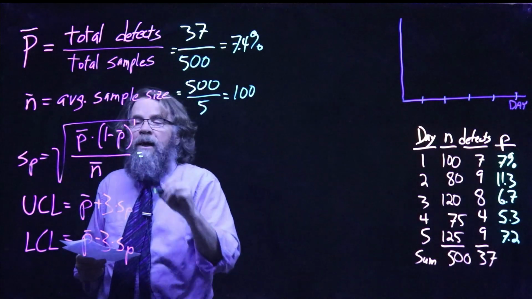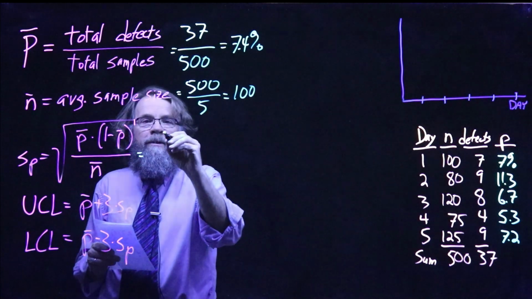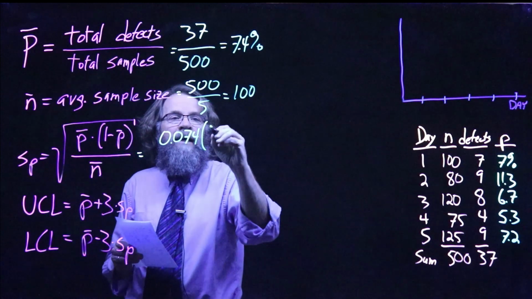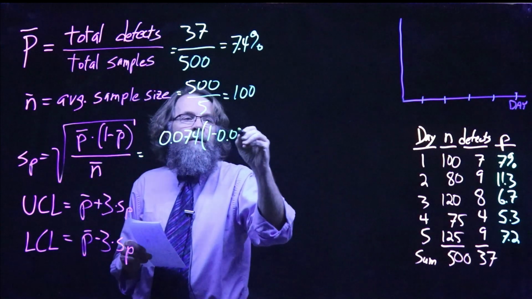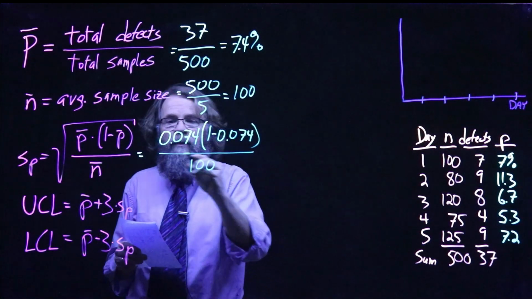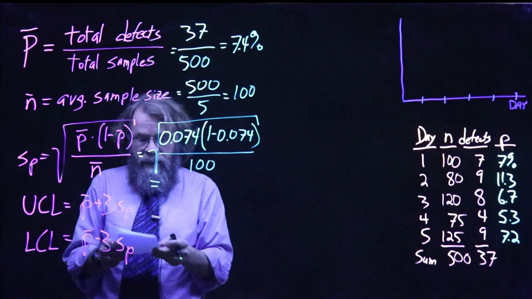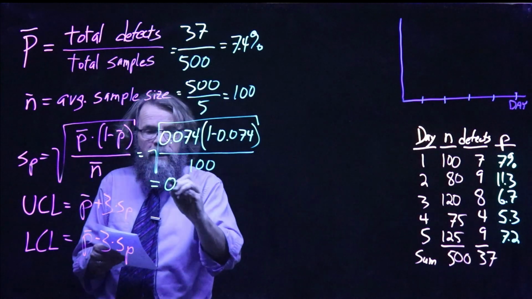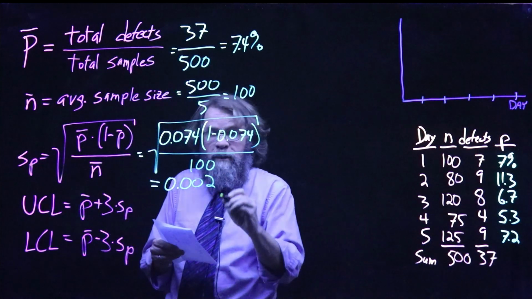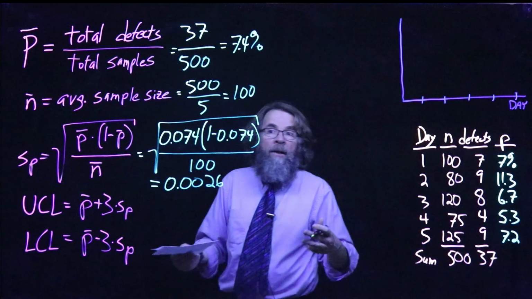So now we are ready to calculate our standard deviation. We'll take P bar, which I'm going to write as 0.074, times 1 minus 0.074, and then we divide that by our average sample size, 100, and then we take the square root of that. You are just going to have to trust me on the math here that the standard deviation is 0.0026.